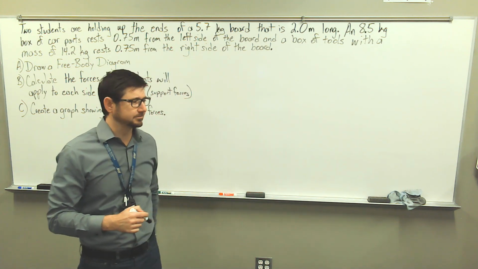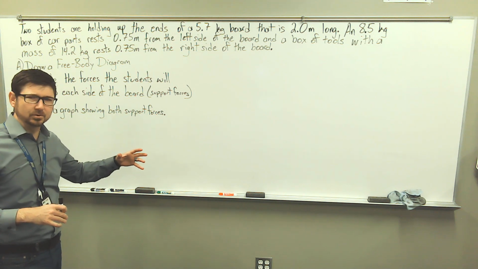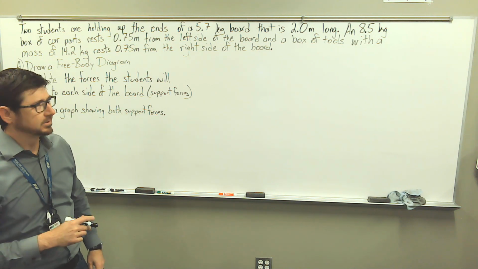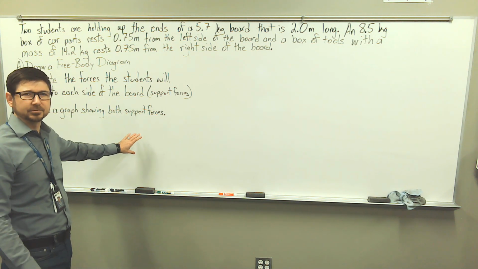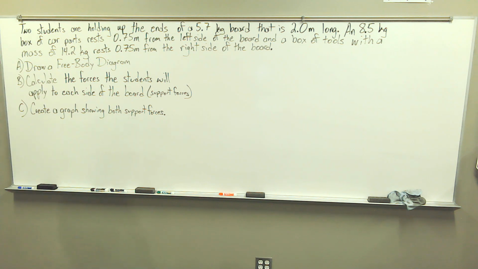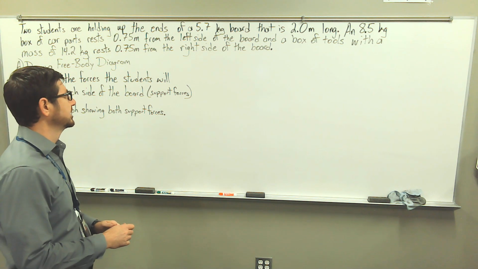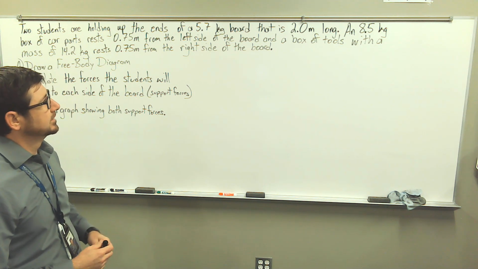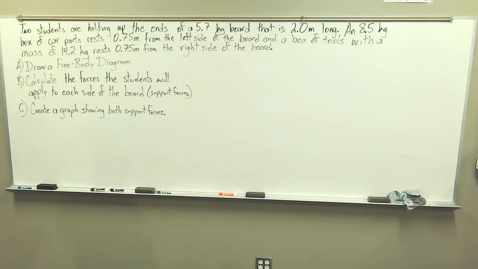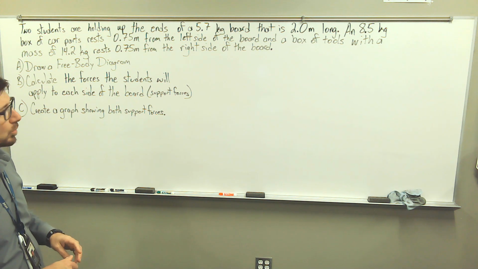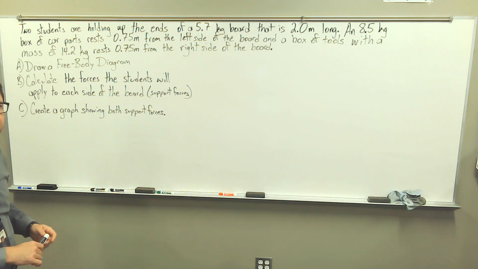I'm going to read the problem and we're going to write down some knowns and draw a picture before we answer the three parts of the problem. Two students are holding up the ends of a 5.7 kilogram board that is 2 meters long. An 8.5 kilogram box of car parts rests 0.75 meters from the left side of the board, and a box of tools with a mass of 14.2 kilograms rests 0.75 meters from the right side of the board.